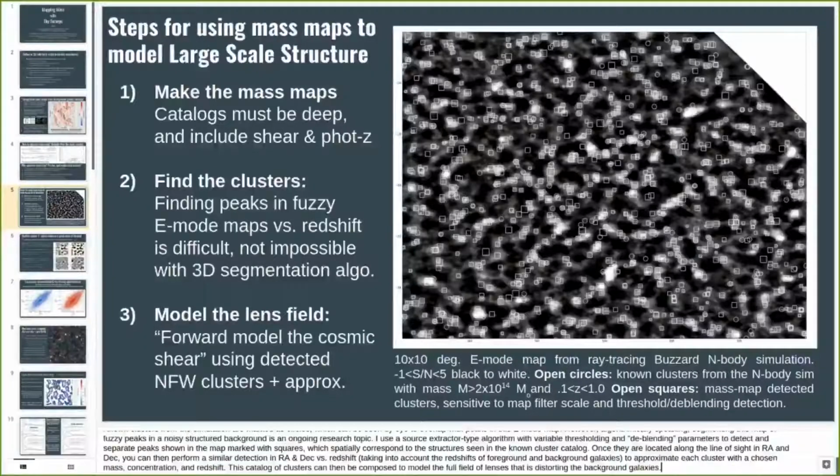Once they are located along the line of sight and right ascension and declination, you can then perform a similar detection in right ascension versus redshift or declination versus redshift to approximate each cluster with a chosen mass, concentration, and redshift. This catalog of clusters can then be compared to the full field of lenses that is distorting the background galaxies.